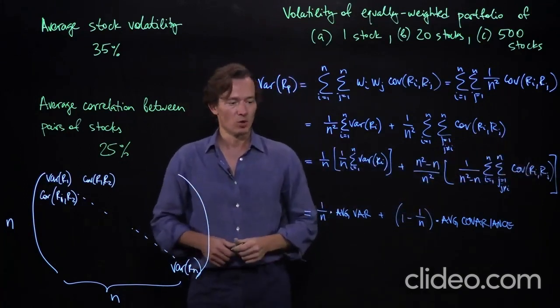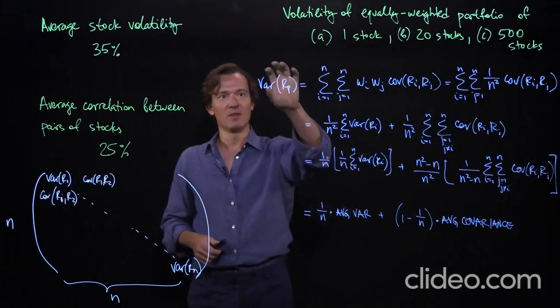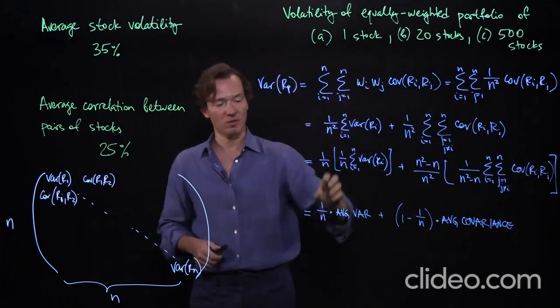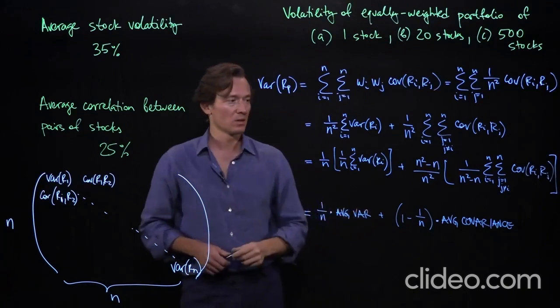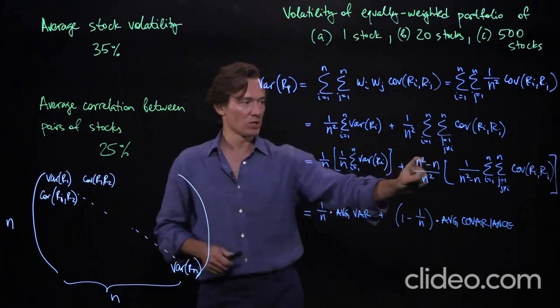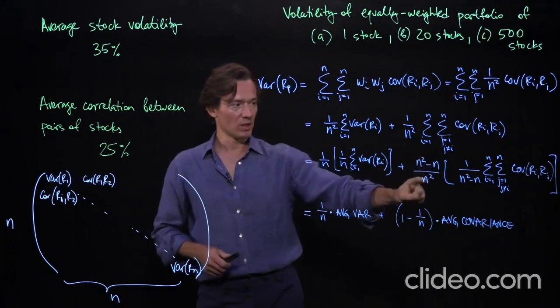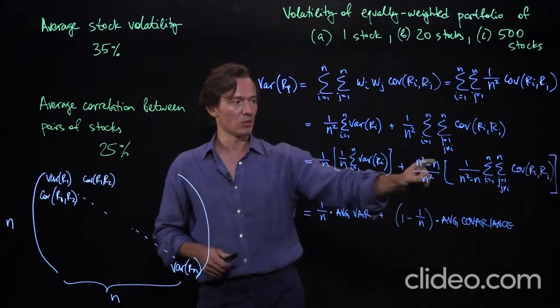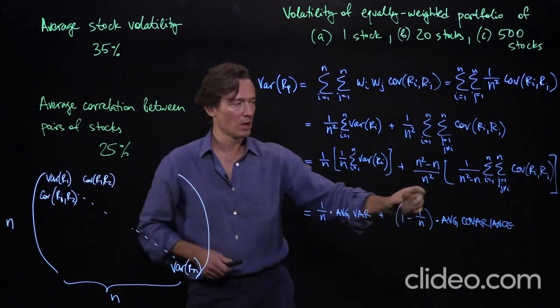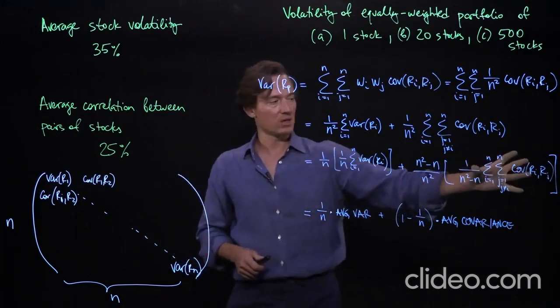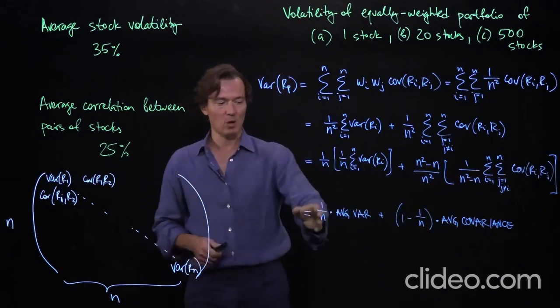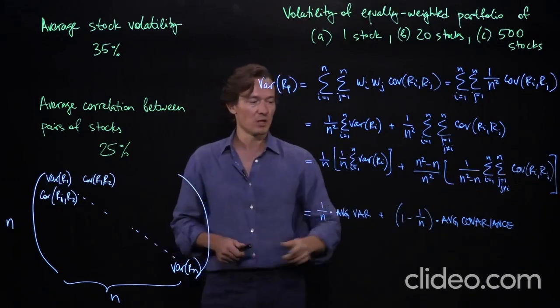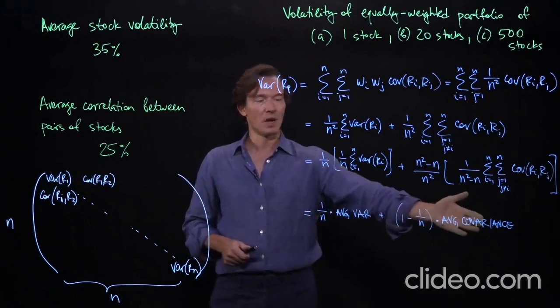Now, what we have is that the variance of this equally weighted portfolio equals 1 over n multiplied by the average variance, plus this term, where you can see that n squared is going to cancel out. So it's 1 minus 1 over n, this term. And then what I have in parentheses here is just the average covariance. And so therefore, we have 1 over n times average variance plus 1 minus 1 over n times the average covariance.